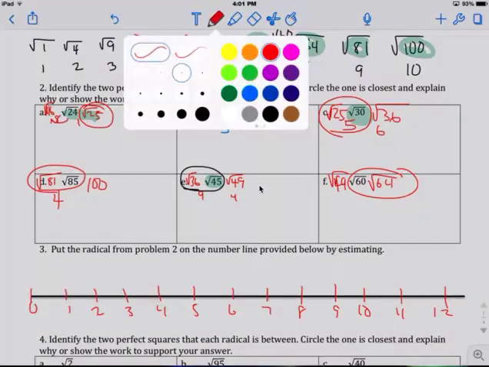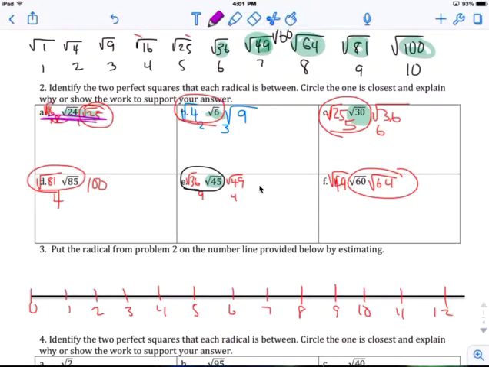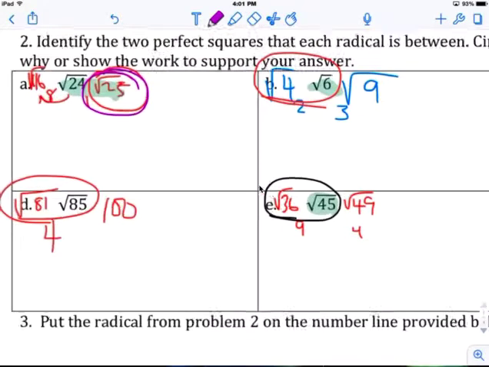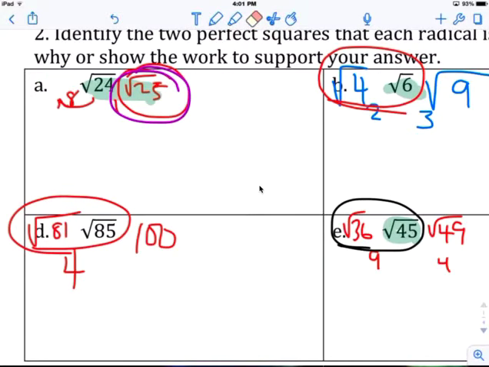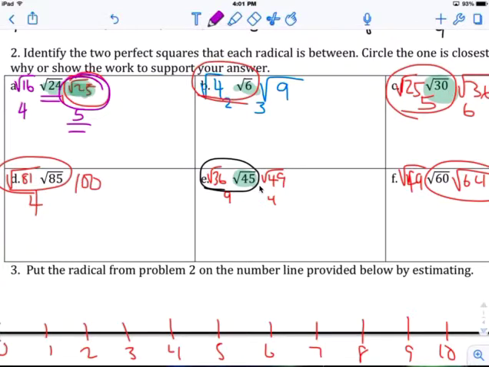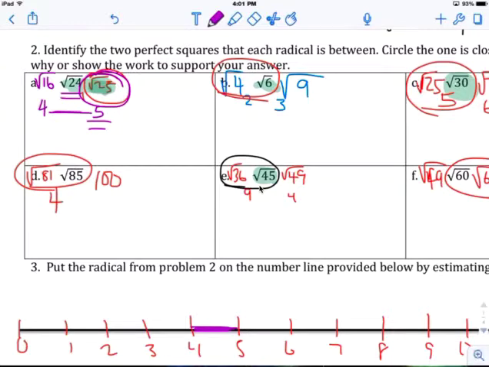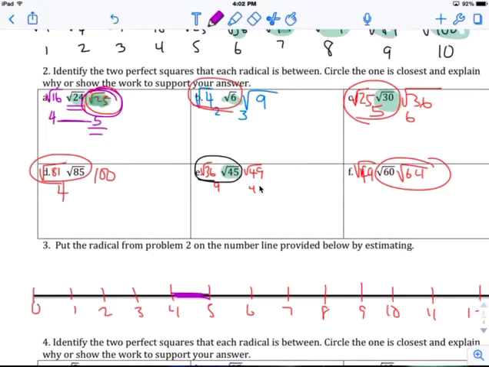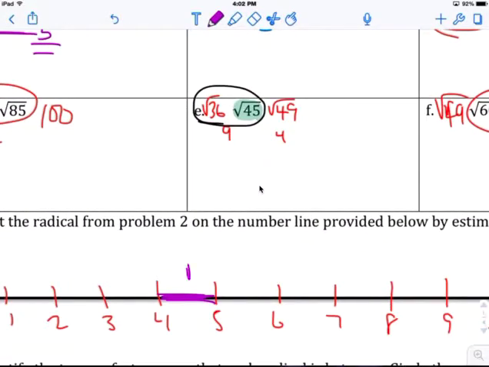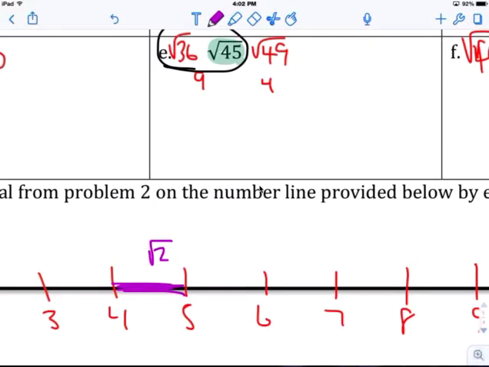I'm going to change this color to purple. A, it's closer to here. Square root of 16 here is 4, and the square root of 25 here is 5. It's closer to 5, so your answer, the square root of 24 on the number line is between 4 and 5, between this number 4 and 5, okay? But the square root of 24 is closer, as we circled, to the square root of 25. It's closer to 5, so the square root of 24 is closer to 5.